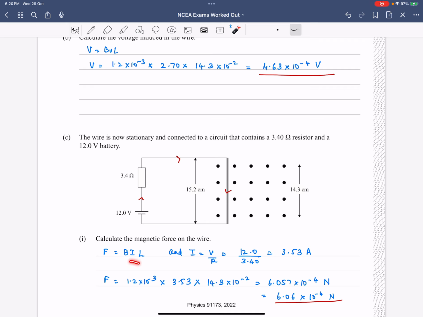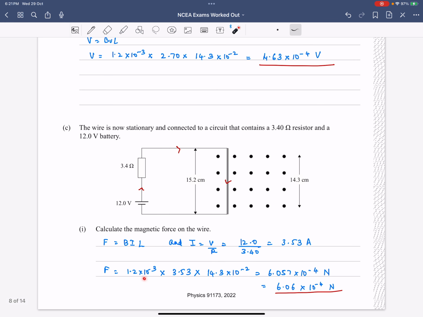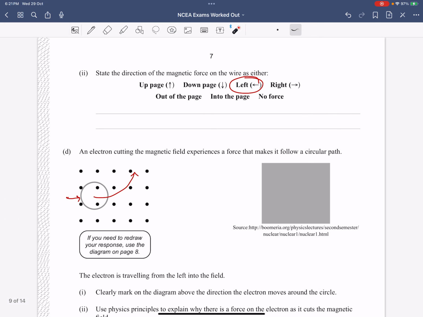So F is BIL. Now the I is V over R. That's your V, that's your R. You get 3.53, and then you substitute for the B. The value for B is the same as here. This one is in millitesla, so you have to convert that to Tesla, multiplying by 10 to the power of negative 3. There's your current, and that's the length of the wire in the magnetic field, and you get your answer. And what's the direction? If you use your hand rule, you'll see that it's going left.